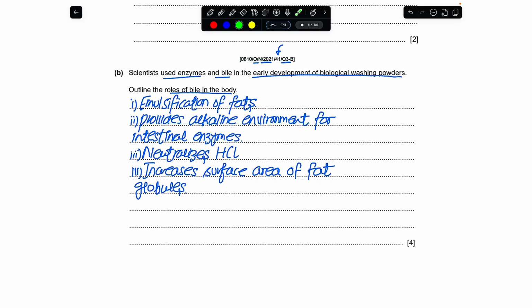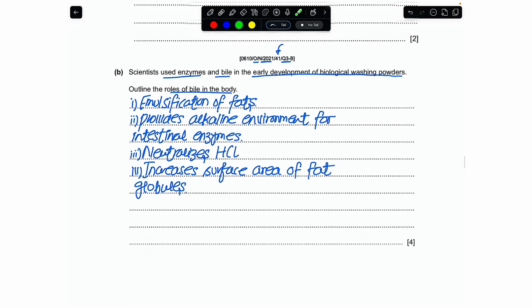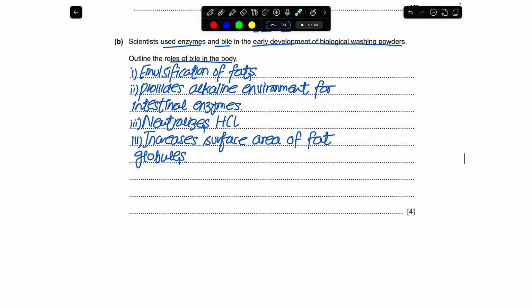The food that is coming from the stomach into the small intestine would have the hydrochloric acid in it, so it would neutralize the hydrochloric acid. And when the bile would break down the large fat molecules into small fat droplets or fat globules, this would increase their surface area so that later the lipase enzymes can work effectively on the fat globules.